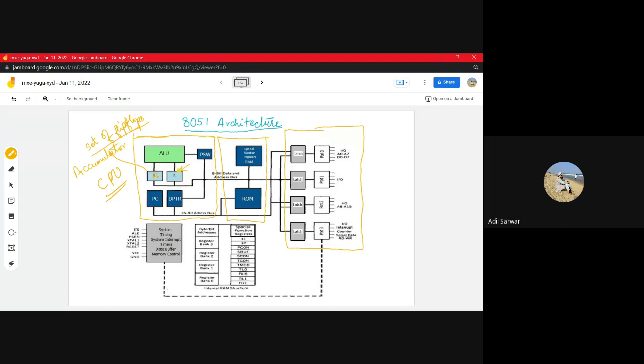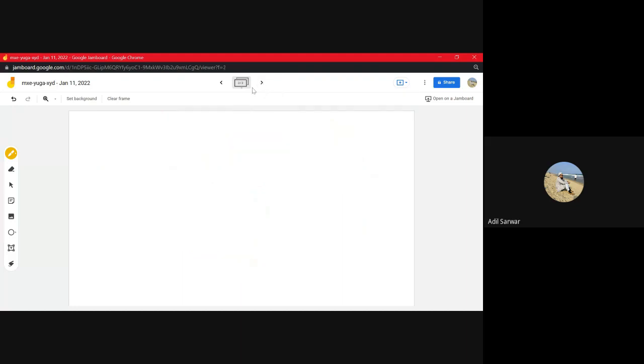Now let us talk about PC, which is program counter, and DPTR, which is data pointer, and then we have another register called PSW, program status word. So we'll be talking about these three in a bit of detail. Let's start from program status word.